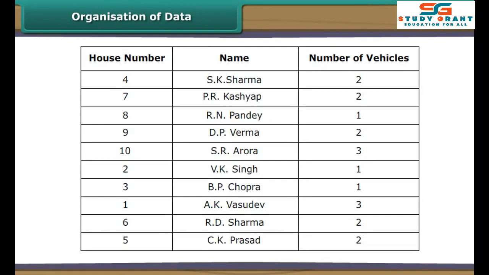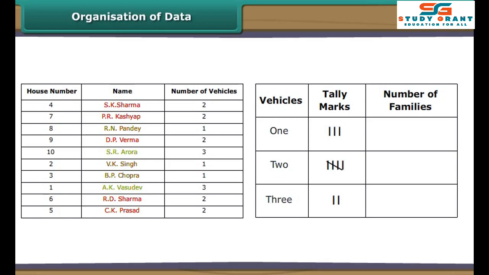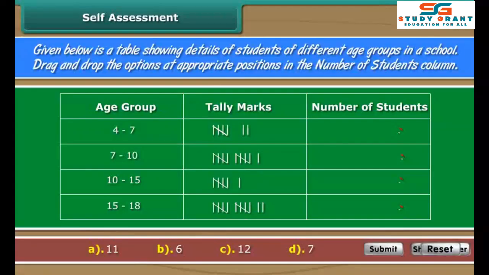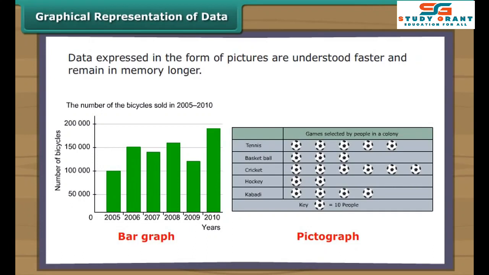Let us now organize the RWA data that we had discussed in the beginning. Make 3 columns: vehicles, tally marks, and number of families. Specify 1, 2, and 3 under vehicles one by one. Under tally marks, denote families with specific number of vehicles by tally marks against appropriate options of vehicles. Now count the tally marks against every option of vehicles and record it under number of families. Self-assessment. Attempt this question to test your understanding of tally marks. Drag and drop the option at appropriate position in the number of students column.